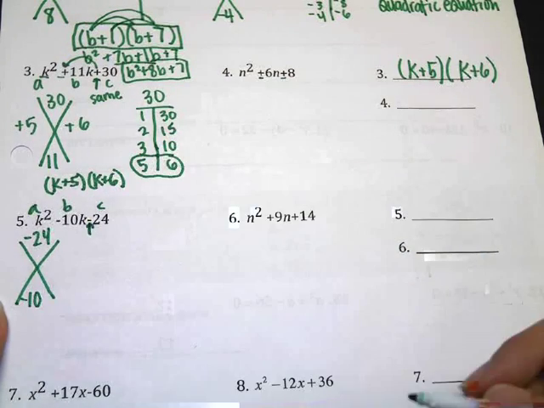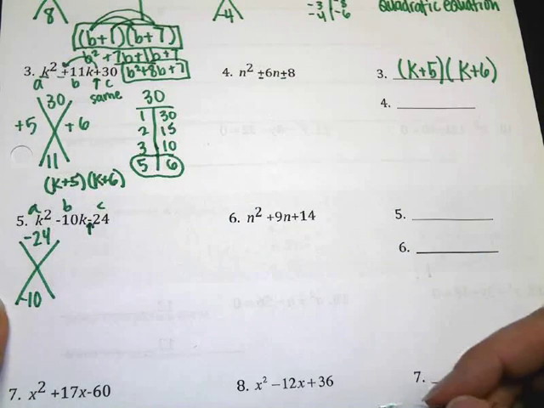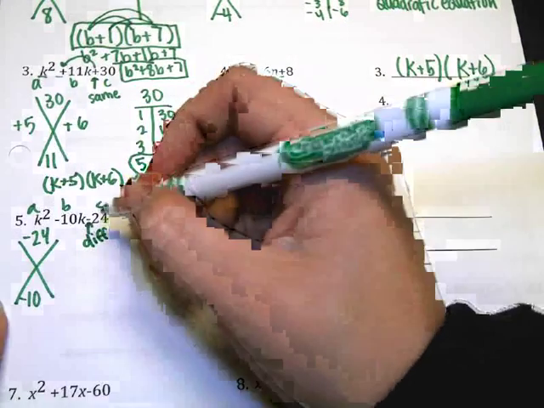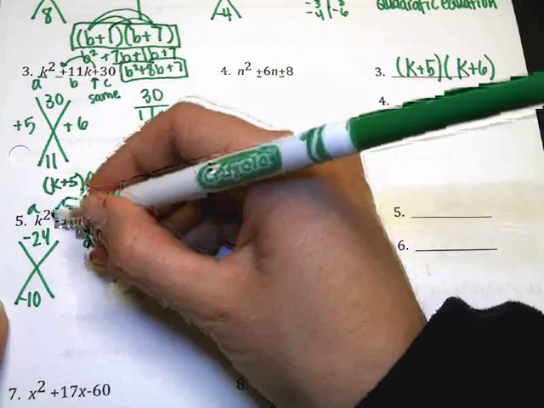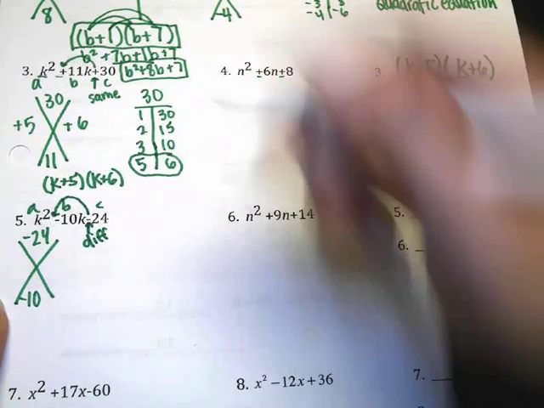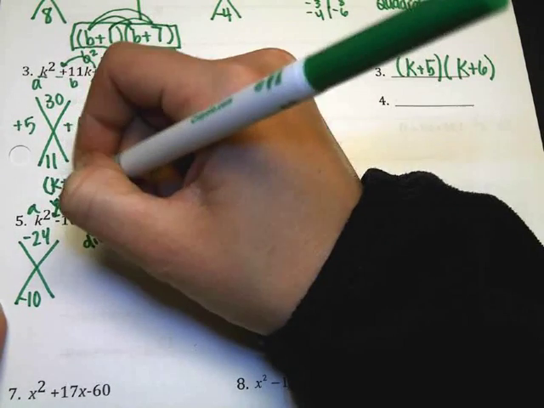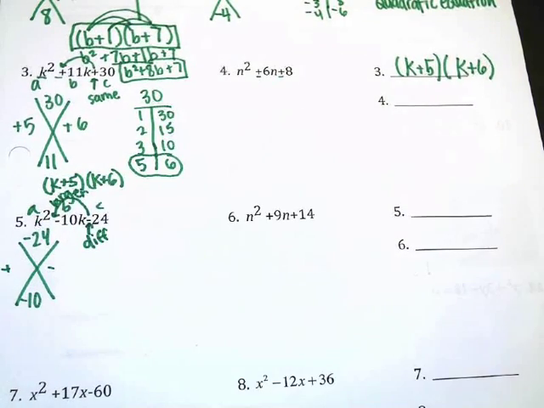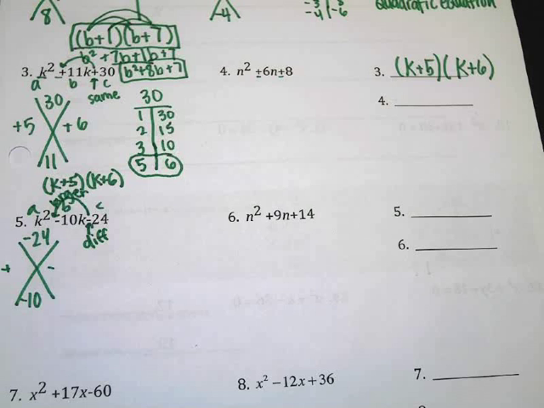Remember, your signs tell you something. That last sign is negative, so I know my signs are going to be different. One will be positive and one will be negative. That front sign tells me that the larger number has to be negative. So one will be positive and one will be negative, but the larger has to be negative. That's because when you add two numbers, if you're left with a negative number, then the larger number is negative.